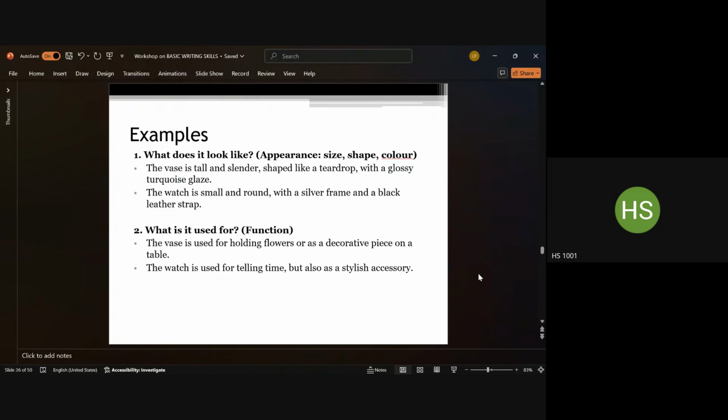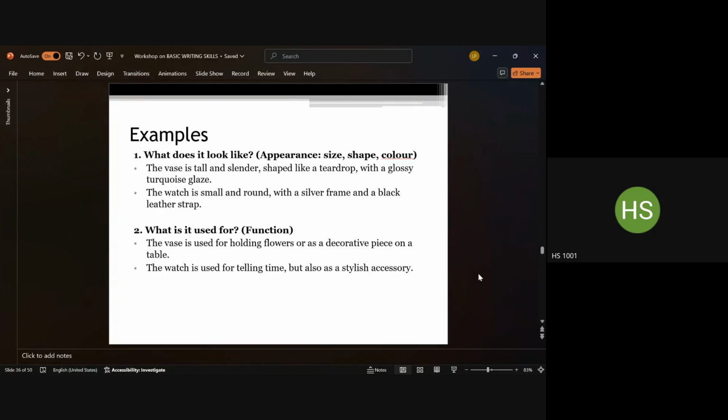Which means you will have to research a bit through the internet these days, if not, in our times, mostly the dictionary, right? You need to look for that exact set of words which can convey what you're trying to say about the object. So tall, slender, teardrop shaped, glossy turquoise glaze, these are all good adjectives that you can use to talk about size, shape, color.